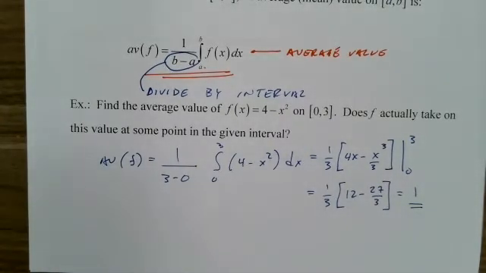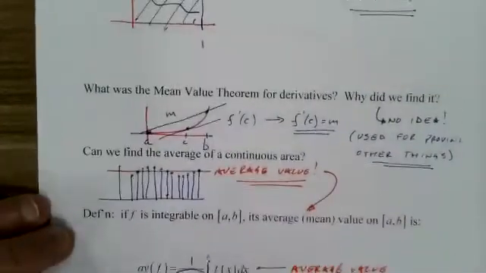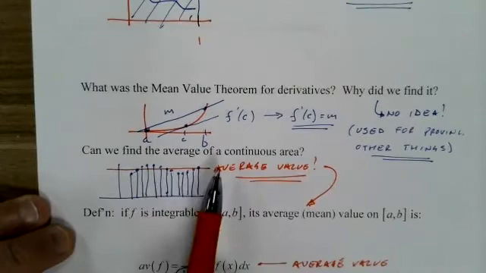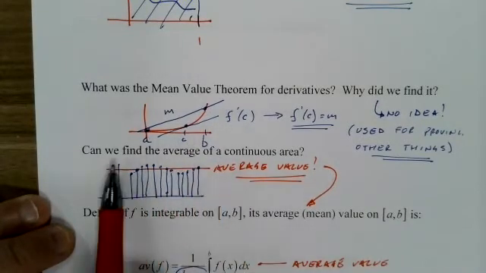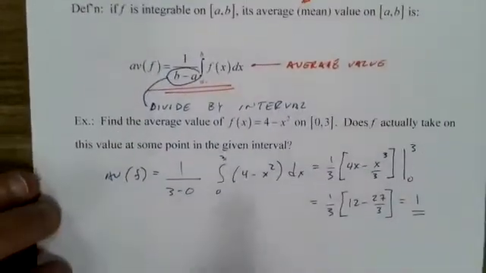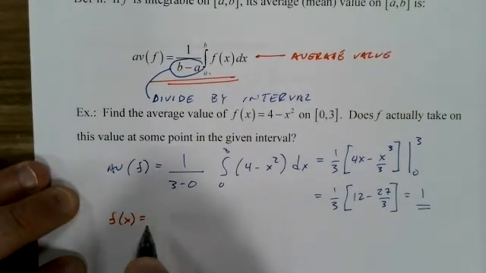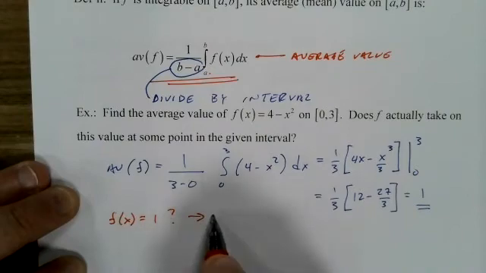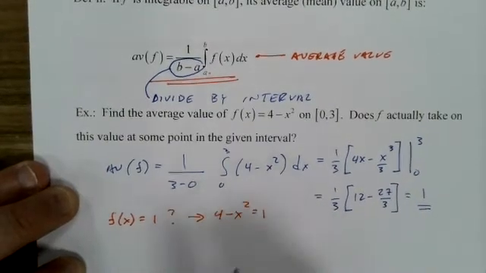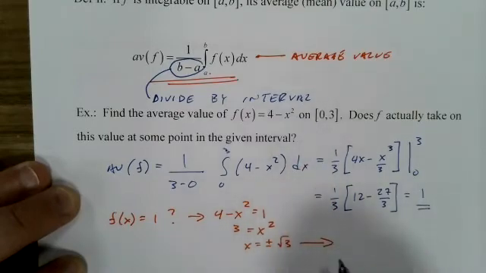And then it says, does F take on the average value at some point? It kind of has to, if you think about it. Go up to this curve. There's no way you can get an average value that doesn't come up. I mean, if it's a constantly increasing function, it's going to hit somewhere. If it constantly decreases, you know, so I think it's got to hit. So when does f of x equal 1? So we would say 4 minus x squared equals 1. X squared equals 3. X equals plus or minus square root of 3. Which one's in the interval? Just the positive one.